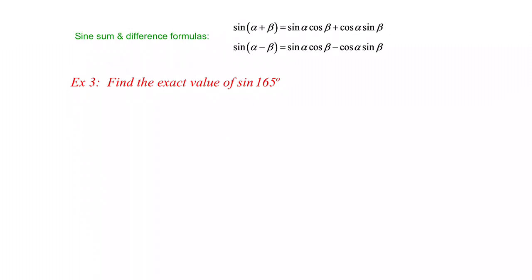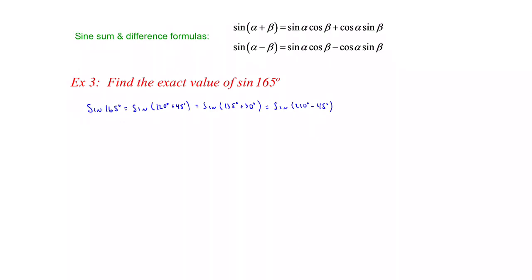So first, what two angles add or subtract to give you 165? Giving you a second to think, we could do sine of 120 degrees plus 45 degrees. We could also do sine of 135 degrees plus 30 degrees. Or we could do sine of 210 degrees minus 45 degrees. And there's more, but you could do any of these three or any of the other ones you find, as long as they add or subtract up to 165 and you're using angles that we currently know.